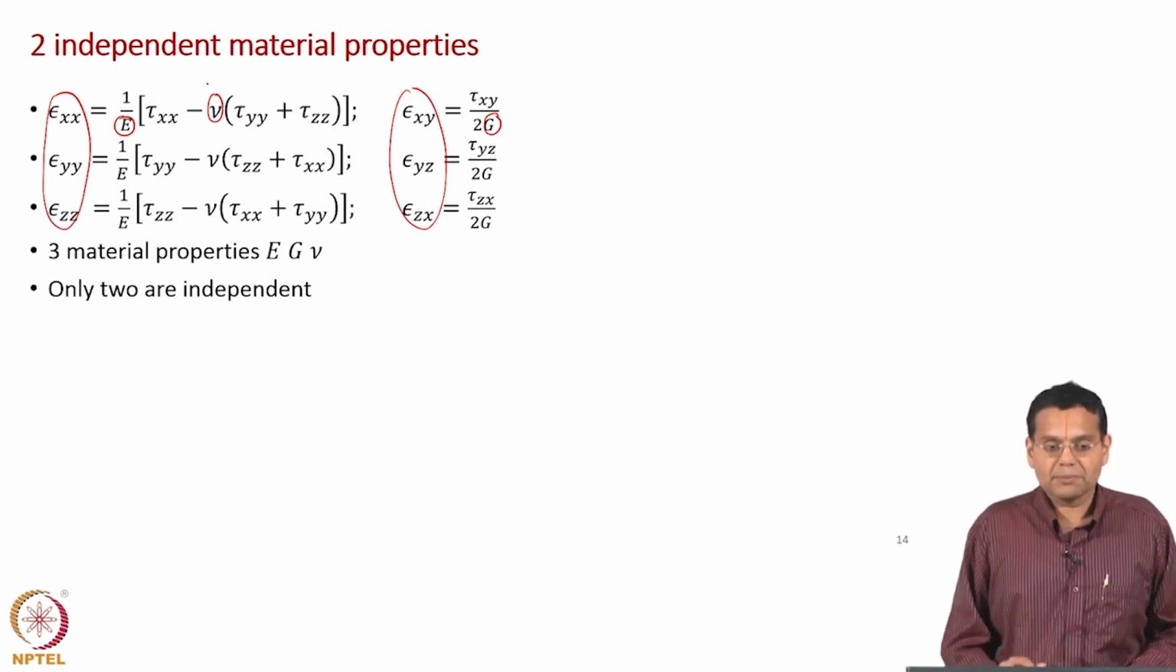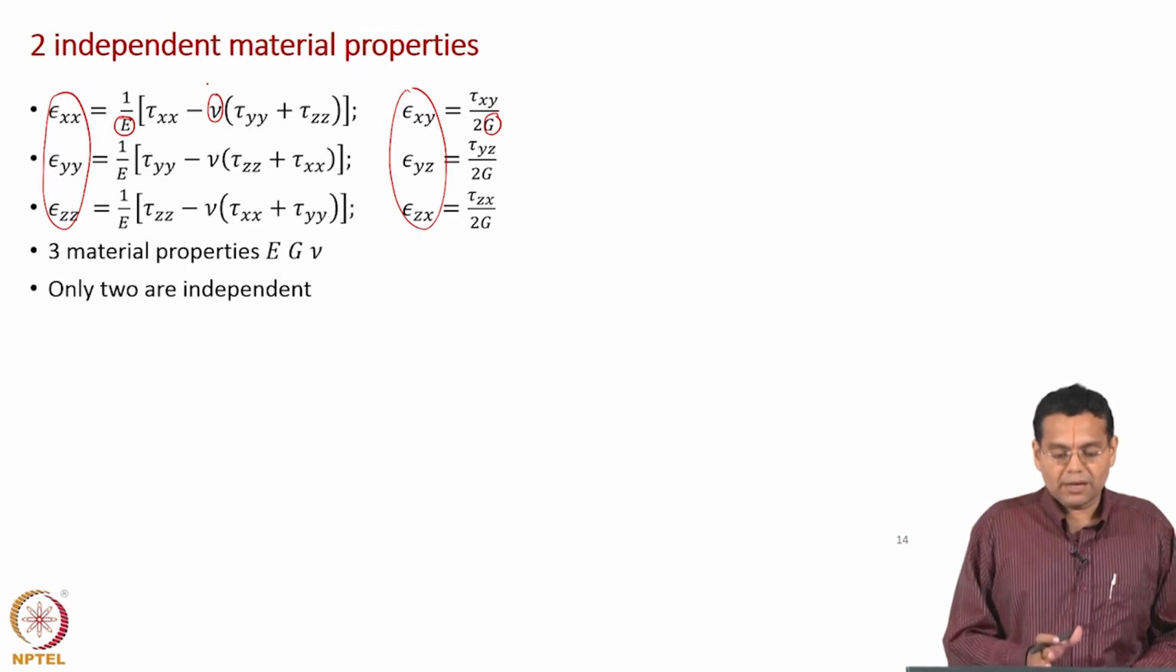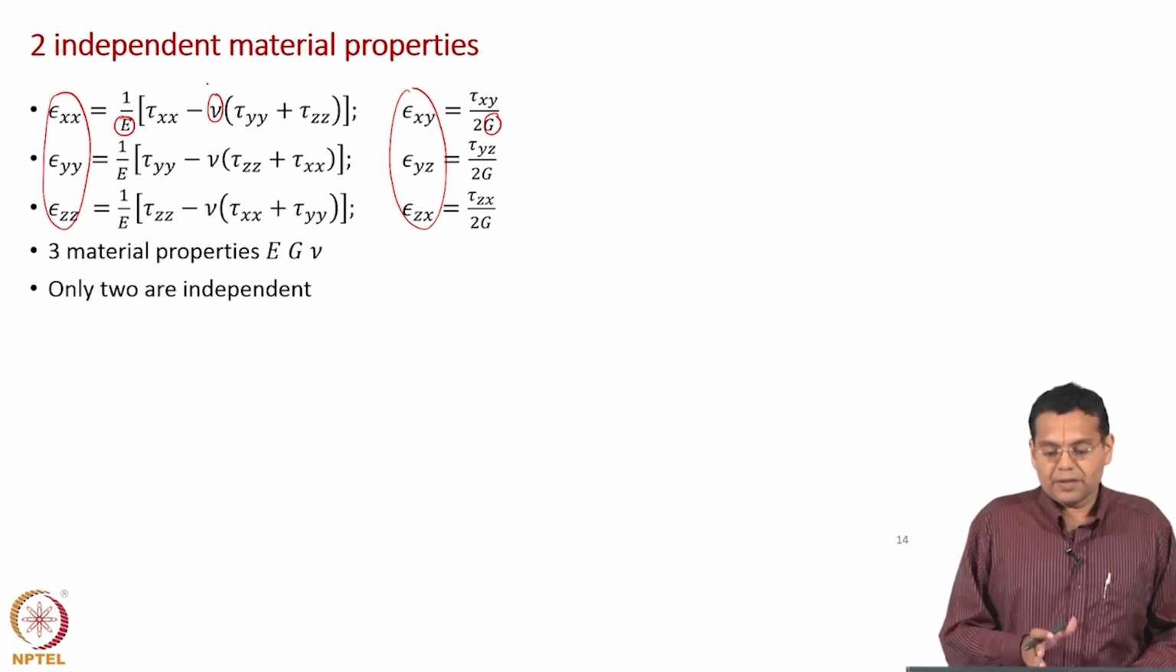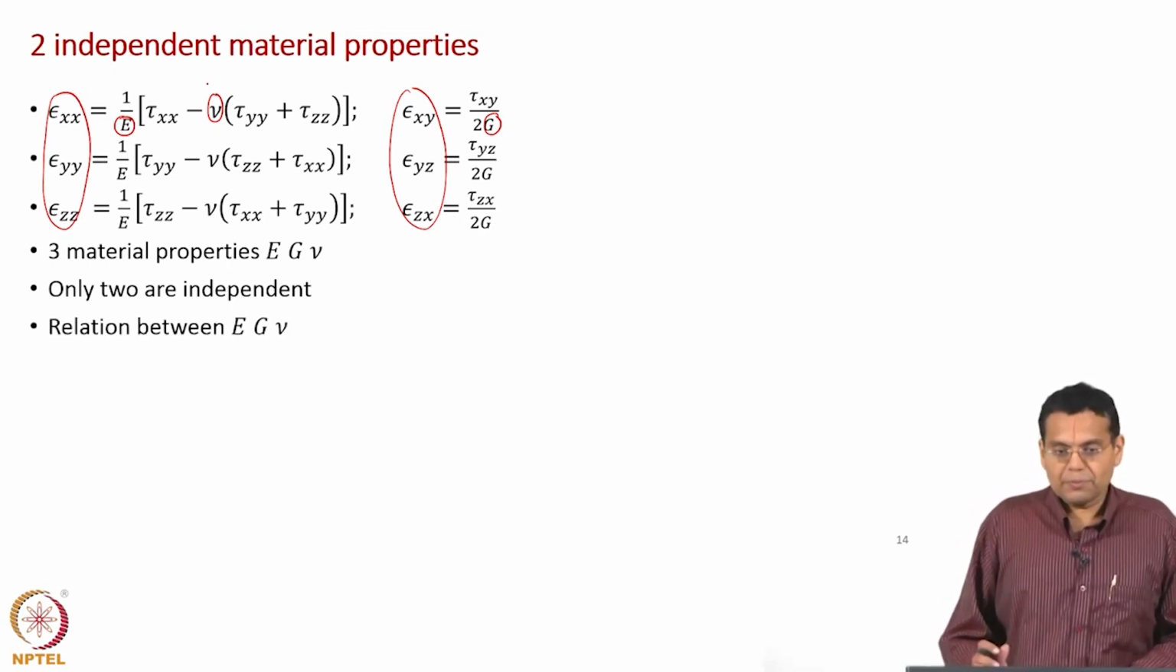What is the relationship between the three material properties? We will derive the relationship between the three material properties, because Hooke's law under these assumptions can have only two independent material properties. So, we are proceeding towards deriving a relationship between E, G and nu.